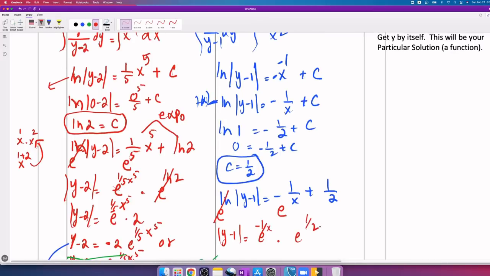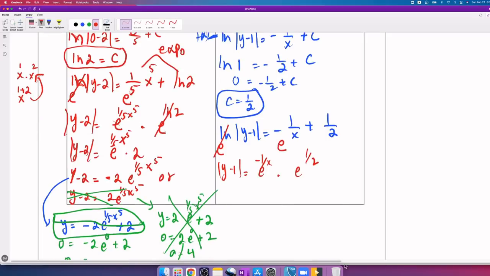So I separated them. Now let's take it out from the absolute. When I take this out from the absolute, what am I getting? Negative e^(negative 1 over x), and I have times e^(half). Then you can add plus 1 to both sides, right? So this is one, this is one. Another one I'm getting, y minus 1 equals positive e^(negative 1 over x) times e^(half), and I can add 1 to both sides and cancel.